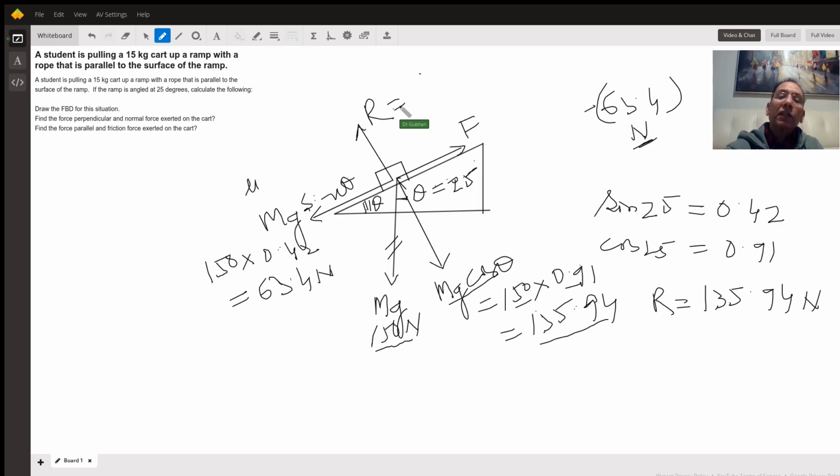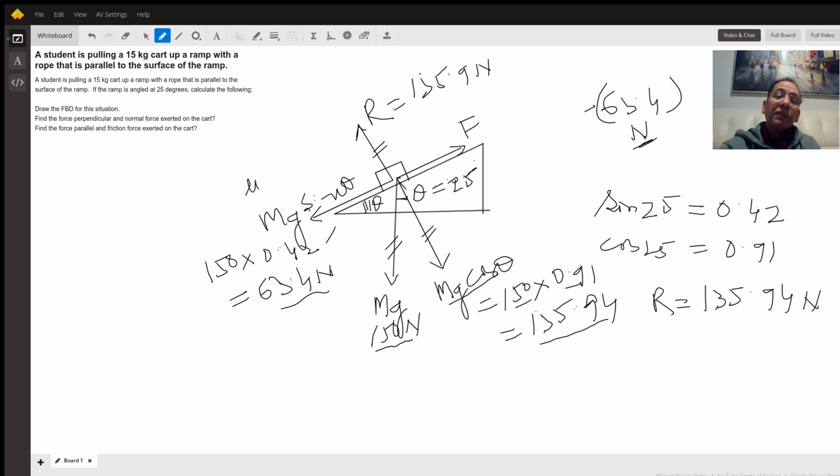So normal reaction is 135.9 approximately newton. Now this force and this force are equal, and the force which is applied is F, and there's a downward force which is mg sin theta. And if I take sin theta as sin 25, then 150 multiplied by 0.42 makes the force down the plane as 63.4 newtons, assuming that there is no friction.